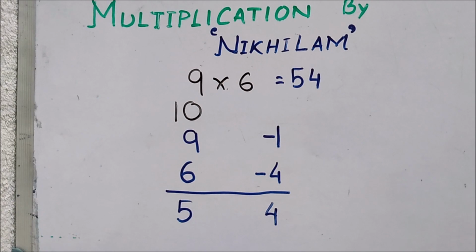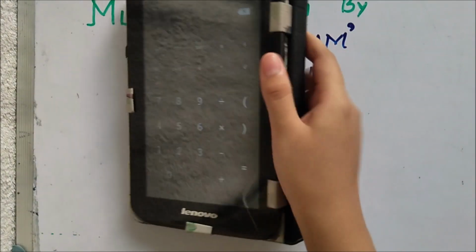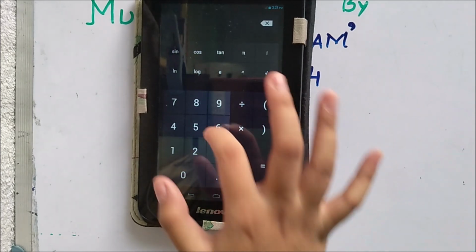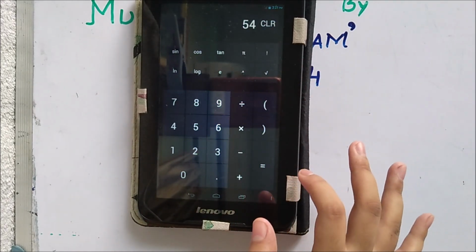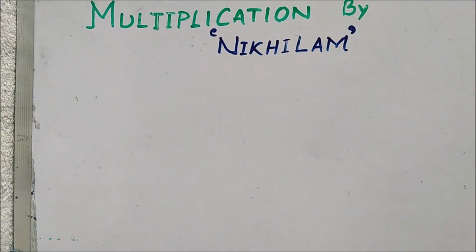So let us calculate it, whether it is correct or not. 9 into 6 is equal to 54. So hence our answer is correct. So we will take another example.